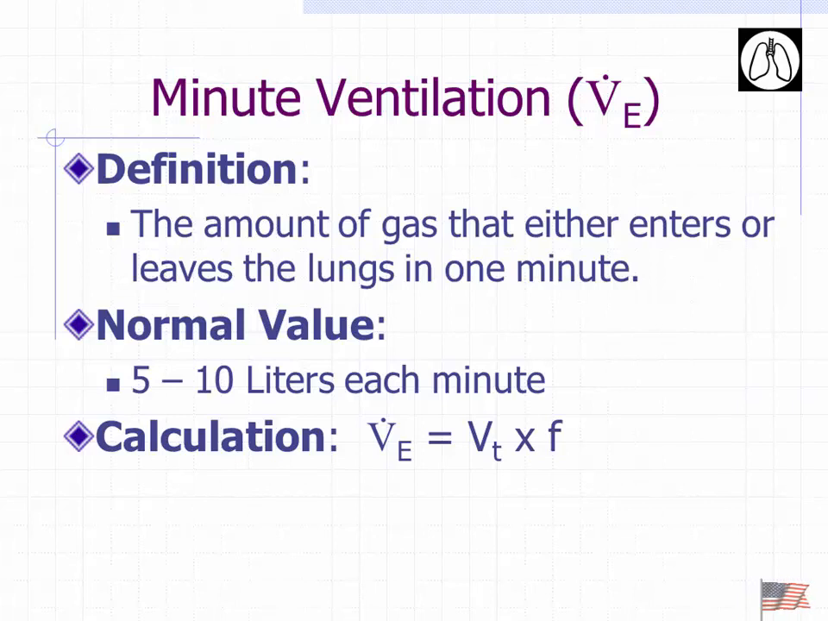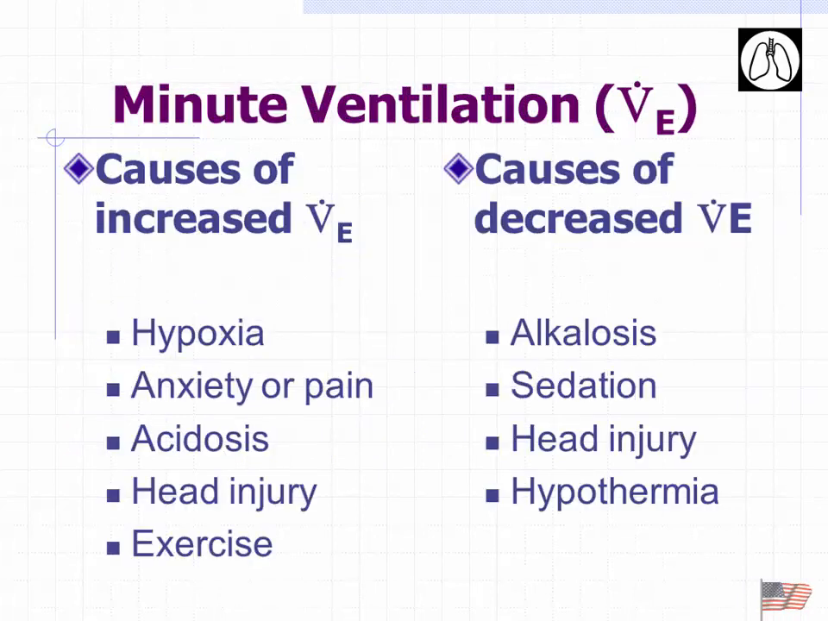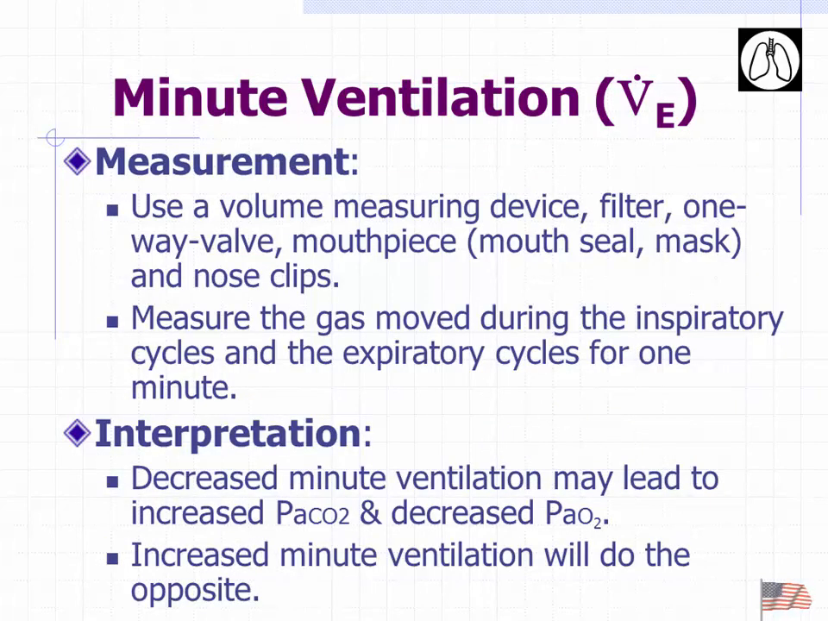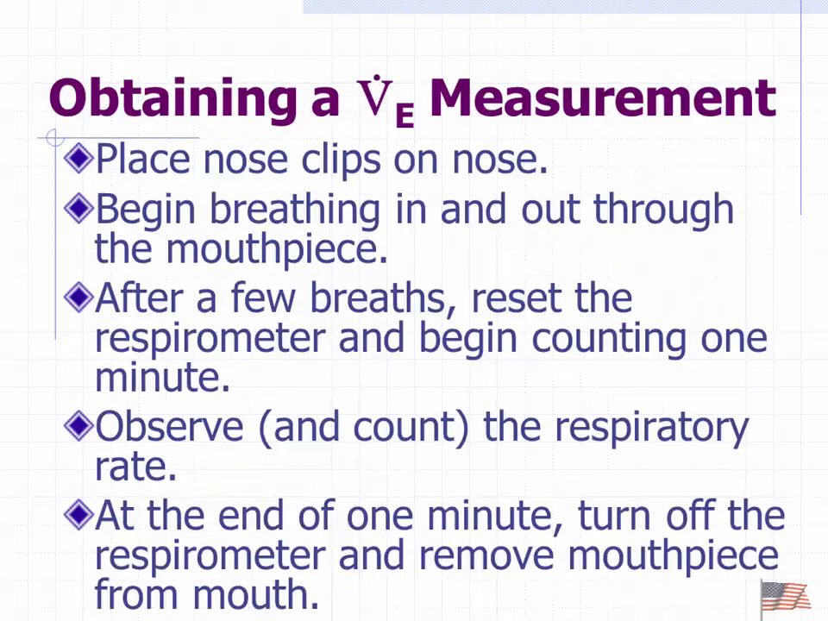Minute ventilation is the amount we move in a minute's period of time. Normal is 5 to 10 liters per minute. Both the respiratory rate and tidal volume play into this, so the causes of an increase or decrease are similar to what you had there. One of the things you'll do with Amber and me is measure the minute ventilation and the respiratory rate to determine an average tidal volume. Someone who has an increase in minute ventilation will have a decreased PCO2. So hyperventilation causes a reduction in carbon dioxide levels.